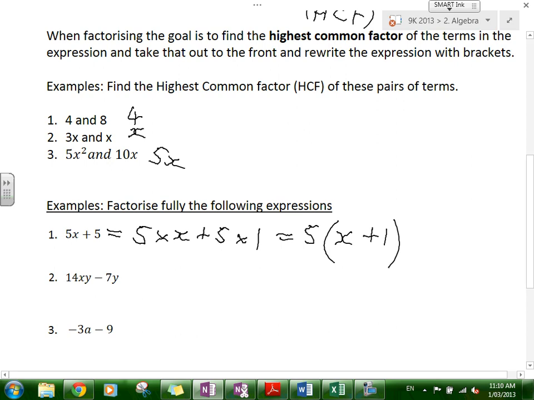So that's what we end up with. You identify the common factor, you can write this step and write each term as a multiple of 5, and then you put it at the front and insert brackets. Okay? That's the step.